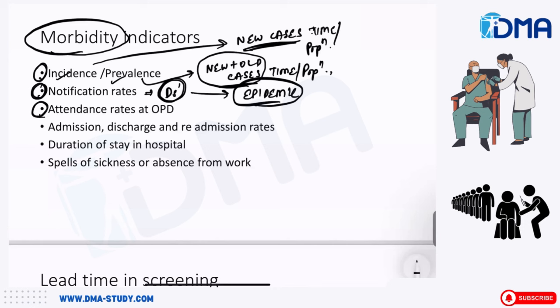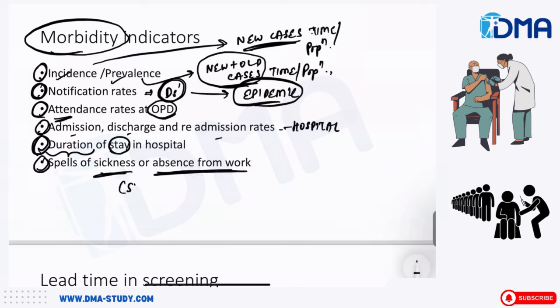Number three is attendance rate at OPD, outpatient department, like what is the attendance? Every day, how many patients are coming? And number four is admission, discharge and readmission rates at hospitals. Number five is duration of stay in the hospital. What is the duration of stay in the hospital? Number six is spells of sickness or absence from work. This is also known as sickness absenteeism.